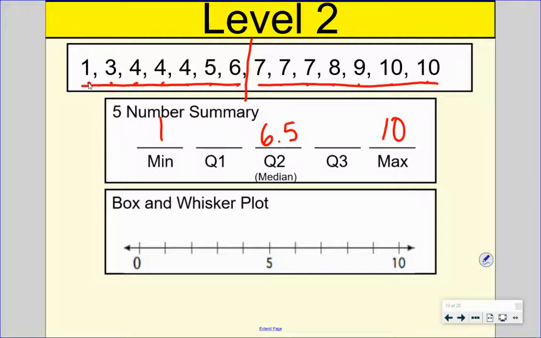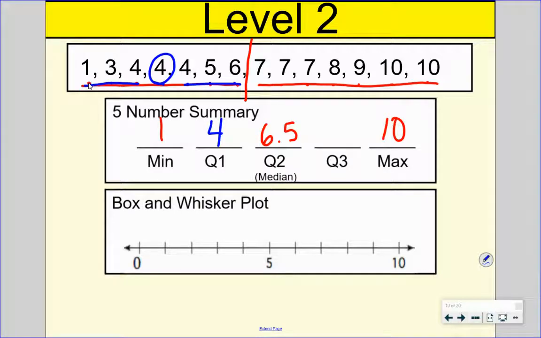I think I'll change colors here. Let's look for our Q1. Here we have 1, 2, 3, 4, 5, 6, 7 numbers on this lower half. So what is halfway there? Well, if you have 7 pieces of data, halfway there would be the fourth one, because you'd have 3 lower and 3 above. So 4 would be our first quartile number.